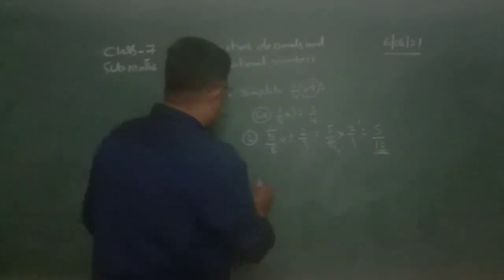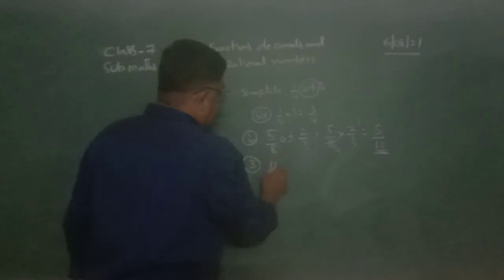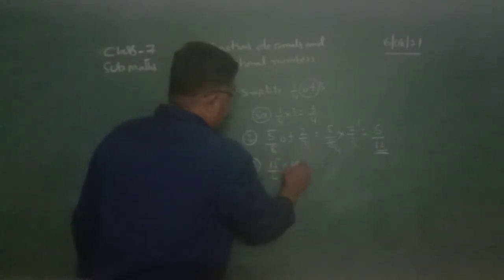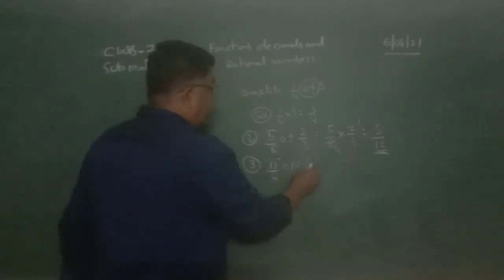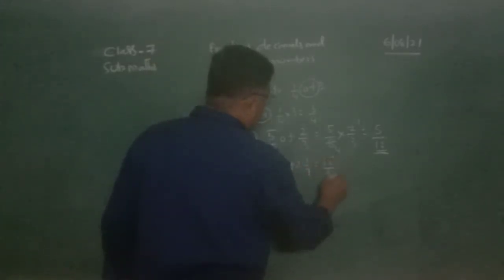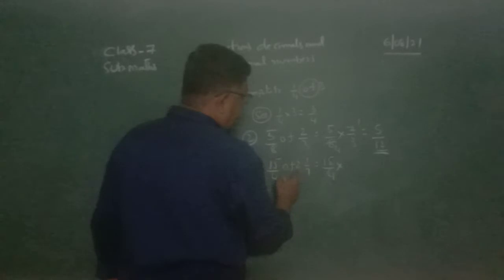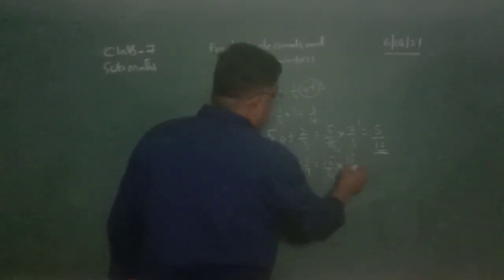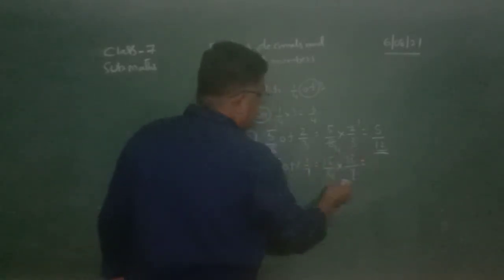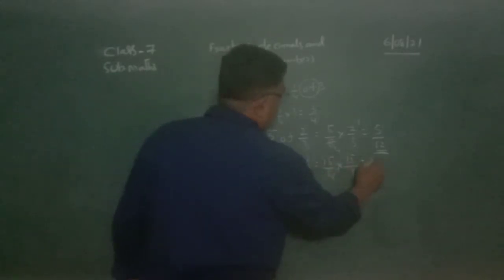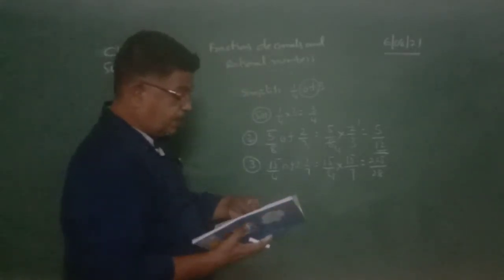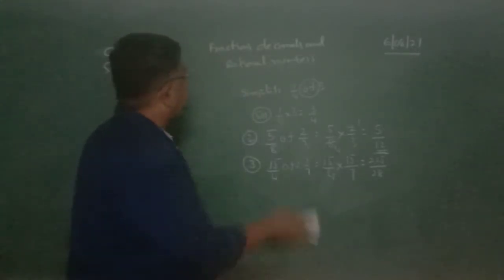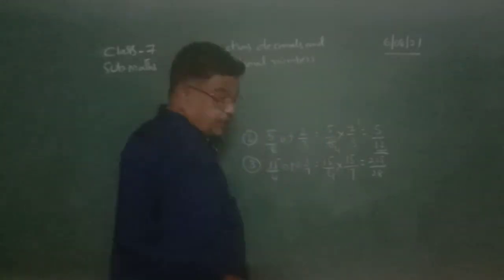Next one, third one, 15 by 4 of 2 1 by 7, or directly 15 by 4 into 2 1 by 7. 7 twos are 14, 14 plus 1, 15 by 7. No cancellation possible. 15 into 15, if you multiply, you will get 225. 4 into 7 is 28. 225 by 28.